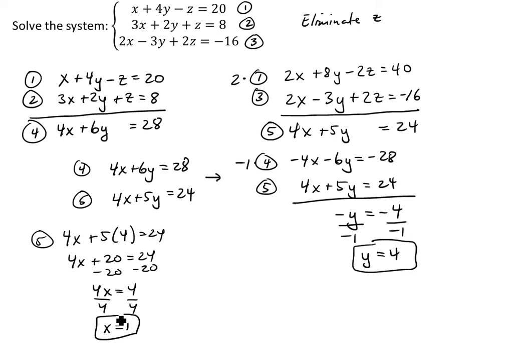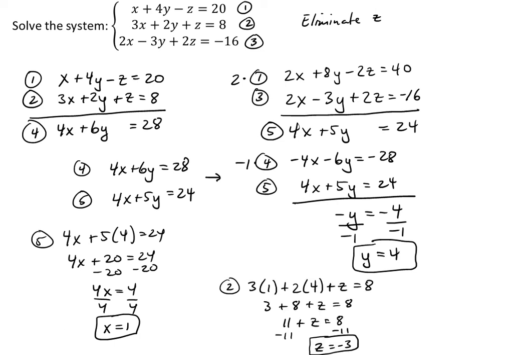Now we need to figure out the value of z. To do that, go back to any of the three original equations since they all involve z, and plug a 1 in for x and a 4 for y and solve it for z. I'll go ahead and use equation 2. I'm going to plug a 1 in for x and a 4 for y. Doing that and solving for z gives us z equals negative 3.